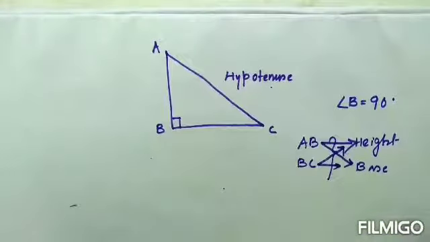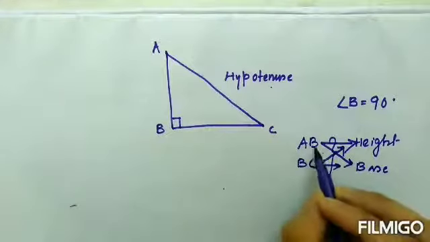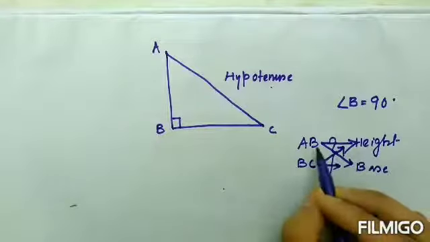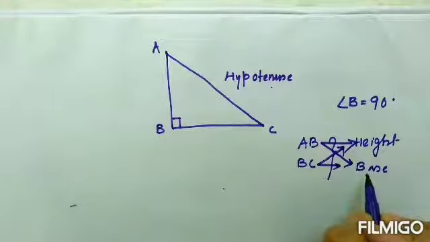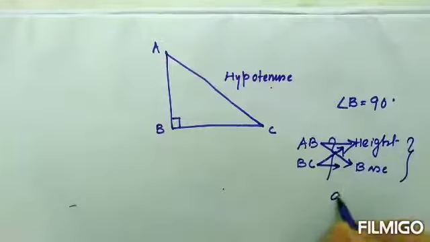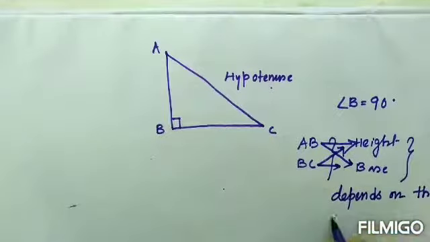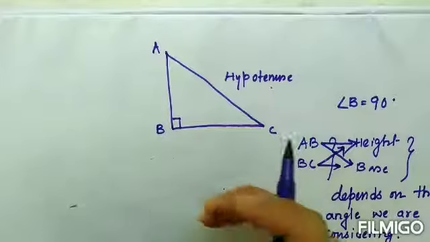If you ask me, I will tell you both AB and BC can be height and base. AB can be height as well as base. Similarly, BC can be height as well as base. How? This depends on the angle we are considering. This is very basic, just concentrate here.